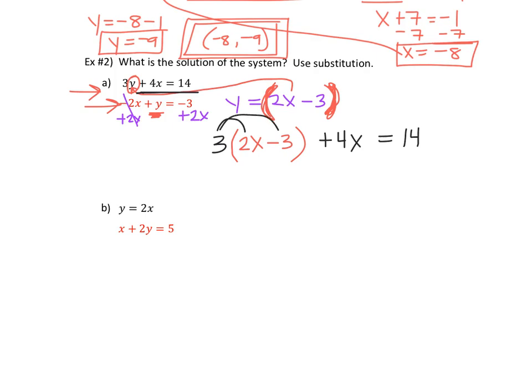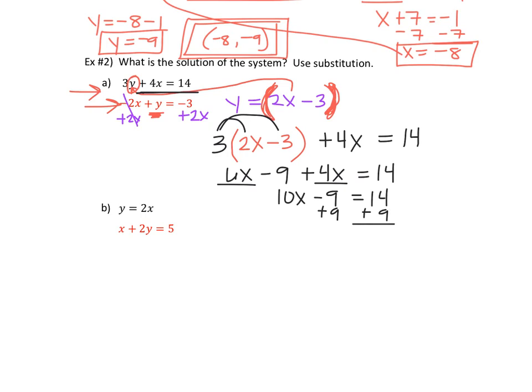So now we're just solving for x. 6x minus 9 plus 4x equals 14. Okay, 6x plus 4x is 10x minus 9 equals 14. We're going to add the 9. Should have written smaller. Sorry, I should have zoomed in for you. So we get 10x equals 23, and then we divide by 10. So x is 2.3. Okay, so we know our x value.